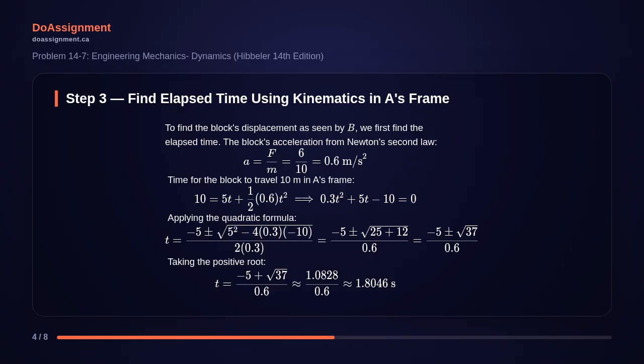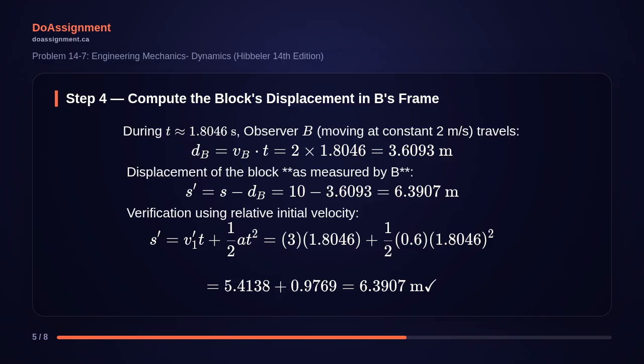Applying the quadratic formula gives t equals -5 plus or minus the square root of 5 squared minus 4 times 0.3 times -10, all divided by 2 times 0.3. That simplifies to -5 plus or minus the square root of 37, all divided by 0.6. Taking the positive root gives approximately 1.846 seconds. Observer B moves 2 times 1.846, which is about 3.61 meters in that same time.